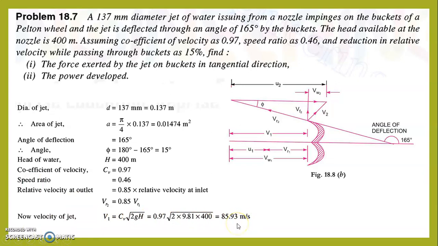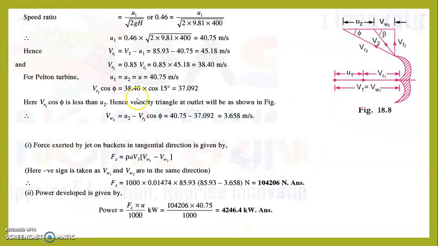Using the equation, we calculate the value of v1 equal to Cv root 2gH, which is 85.93 meter per second, and we calculate the value of u as 40.75 meter per second. From u and v1 we can calculate the value of VR1, and from VR1 we can calculate the value of VR2. u1 and u2 are the same, so u2 is equal to 40.75 meter per second. Normally from this figure VR2 cos phi is greater than u2. Here VR2 cos phi is 37.92 meter per second.